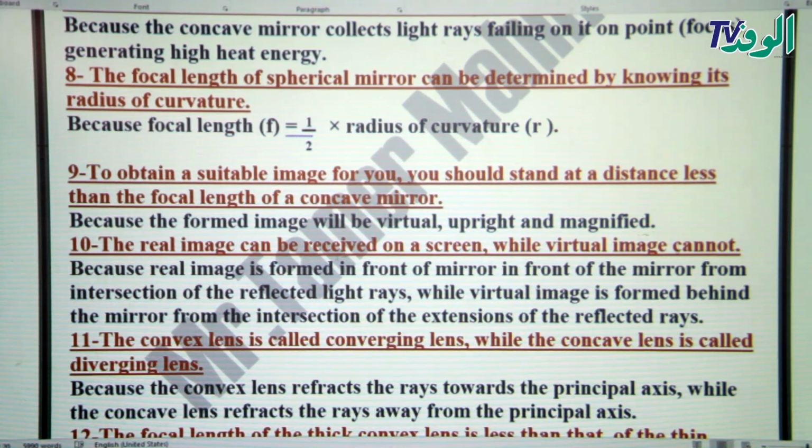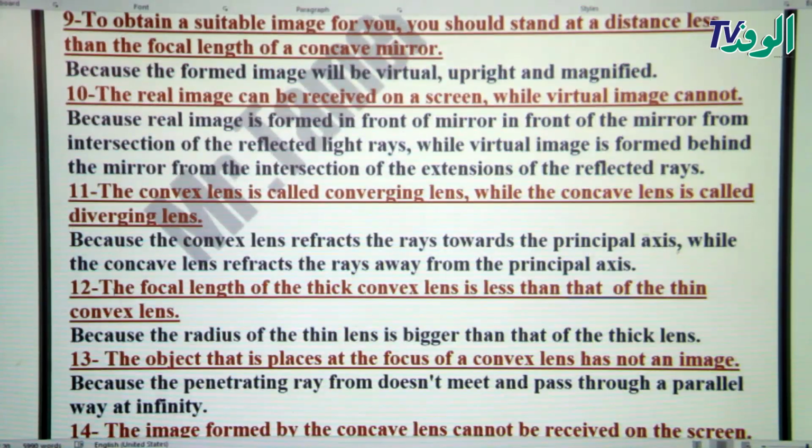The real image can be received on a screen, while the virtual image cannot. Very important question. Because the real image is formed in front of the mirror from the intersection of the reflected light rays, while the virtual image is formed behind the mirror from the intersection of the extensions of the reflected light rays.